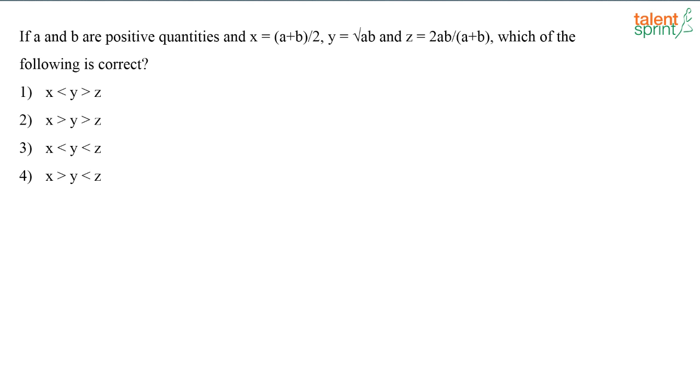So let's see how to approach it. So you have x is equal to a plus b by 2, y is equal to root of ab, z is equal to 2ab by a plus b. The only thing that I know is a and b are positive quantities and I have to find out the relationship between x and y and z.